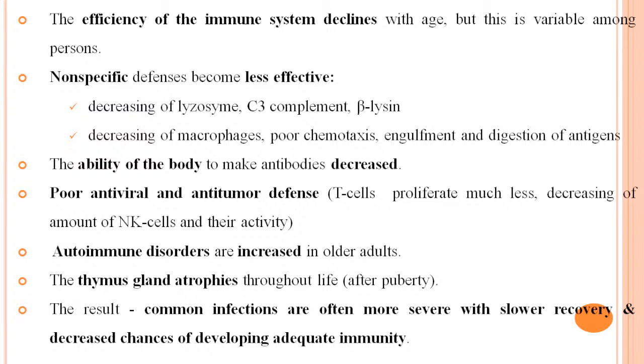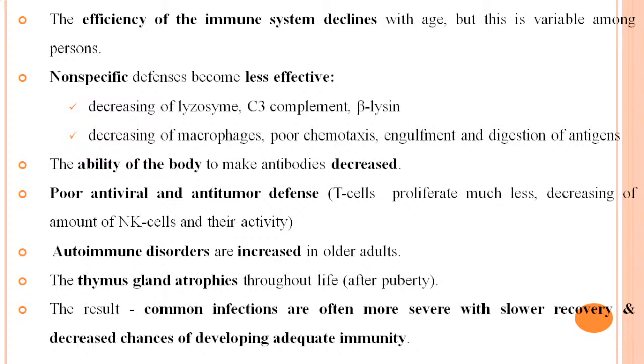Then the ability of the body to make antibodies also decreases, so the amount of antibodies also decreases. We also can see poor antiviral and anti-tumor defense in elder persons, in elder patients. T cells proliferate much less, and a decrease in the amount of natural killer cells and their activity is observed. Autoimmune disorders are increased in elder adults. And you remember that the thymus gland atrophies throughout life. After the puberty period, it atrophies.